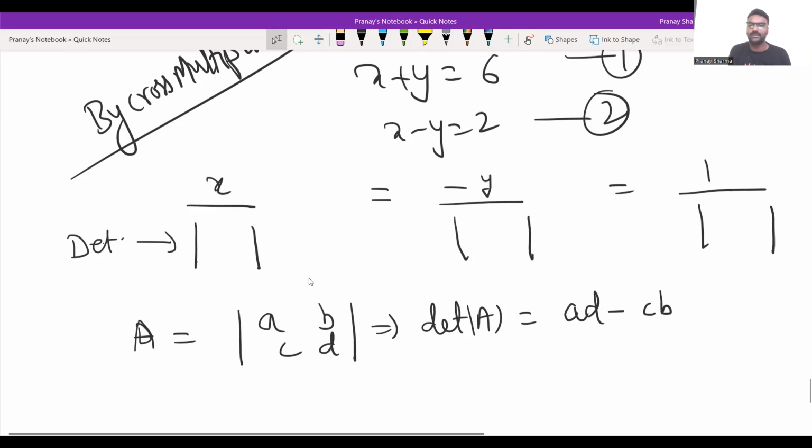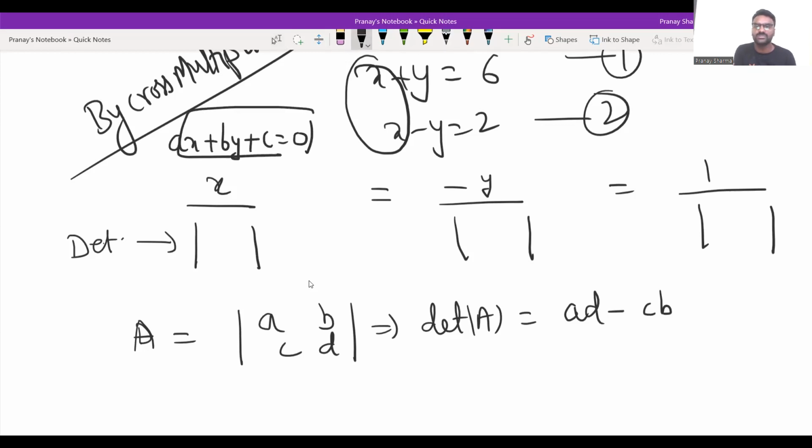As this is a very small 2 cross 2 matrix, this can be found easily. Once we are dealing with 3 cross 3 or so in higher grades, then the method will change. So if we are dealing with x, we need to hide the coefficients associated with x, and whatever values we are left with, we should write them. One more thing, the standard form of a linear equation in two variables should be like this. So we must first convert this into standard form. So this will be x plus y minus 6 equals 0 and x minus y minus 2 equals 0.